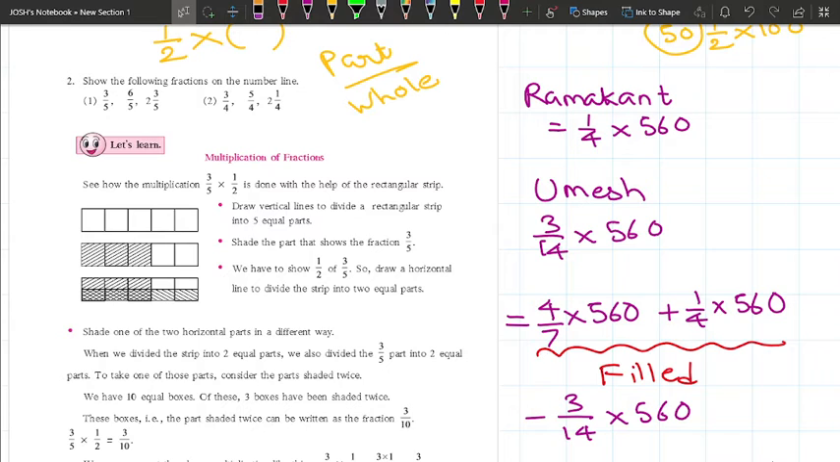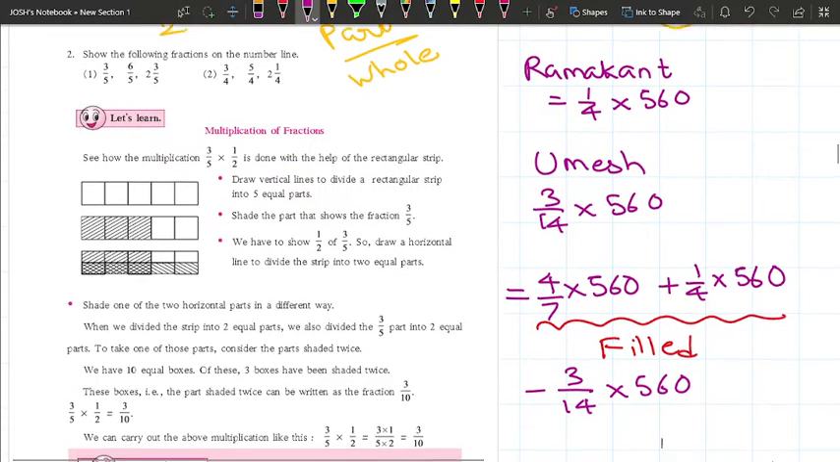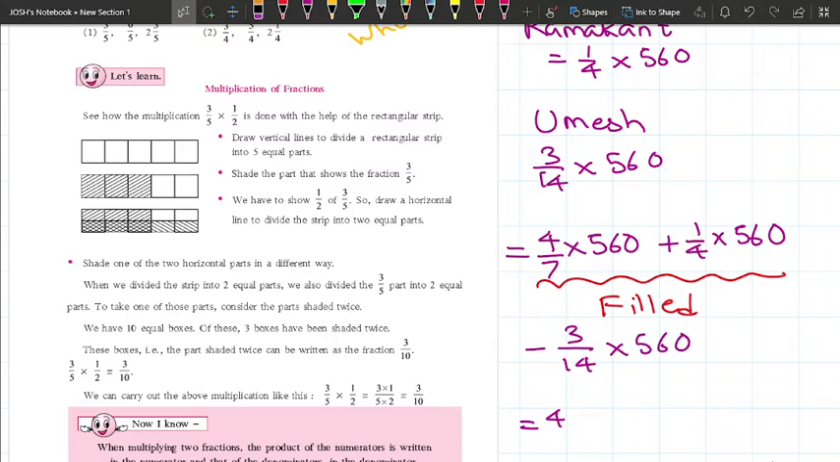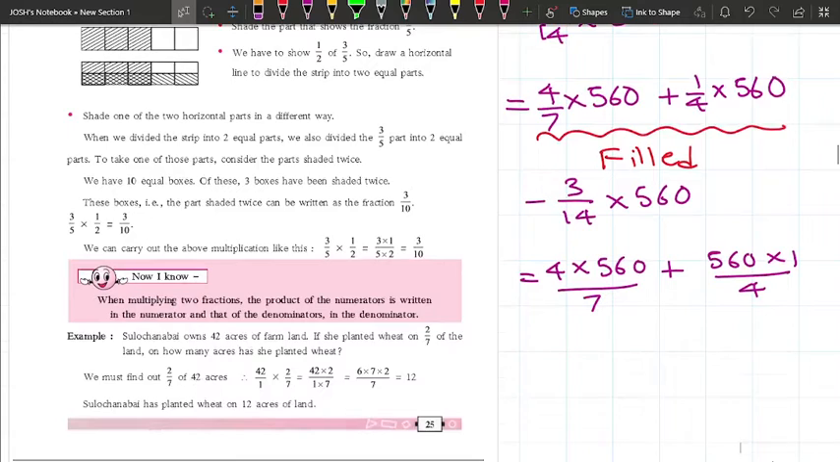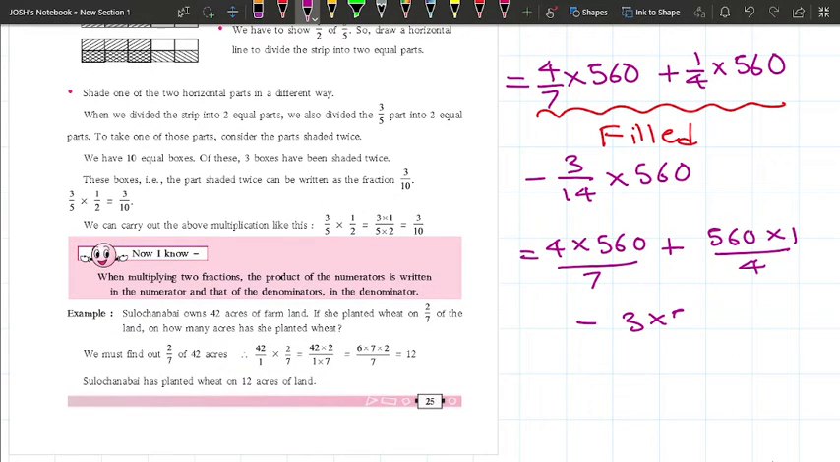Now for example, you fill the glass with water and then your friend comes and he takes out some water. He throws away some water or he transfers some of the water to another glass. So what did he do? He took out some water. So we subtract it. Now you can write this as 4 multiplied by 560 divided by 7 plus 560 into 1 divided by 4 minus 3 into 560 divided by 14.